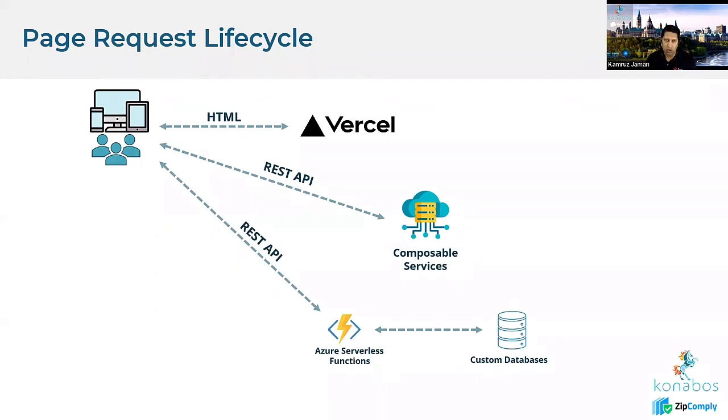What we do though is then enhance the document by calling out to other systems via REST APIs. It might be other composable services, or it may be some custom functionality in Azure serverless functions or some sort of functions. You call the APIs, the JavaScript then does something with that response and renders that onto the page.